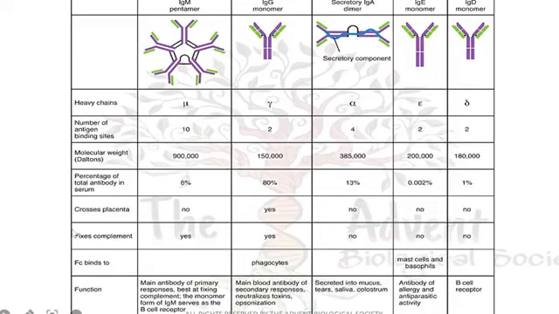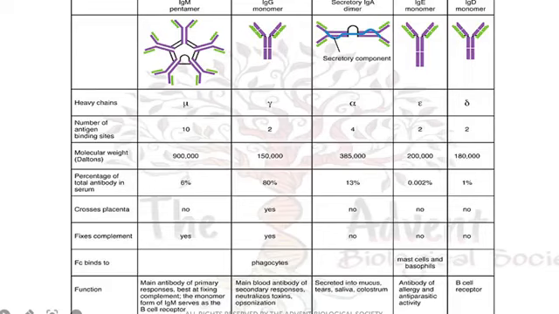Percentage of antibody in the serum, the highest percentage is present in case of the IgG monomer. First activation is by IgM. Okay, first activation is IgM, but more number is present in case of IgG. Again, placental crossing is shown by IgG.